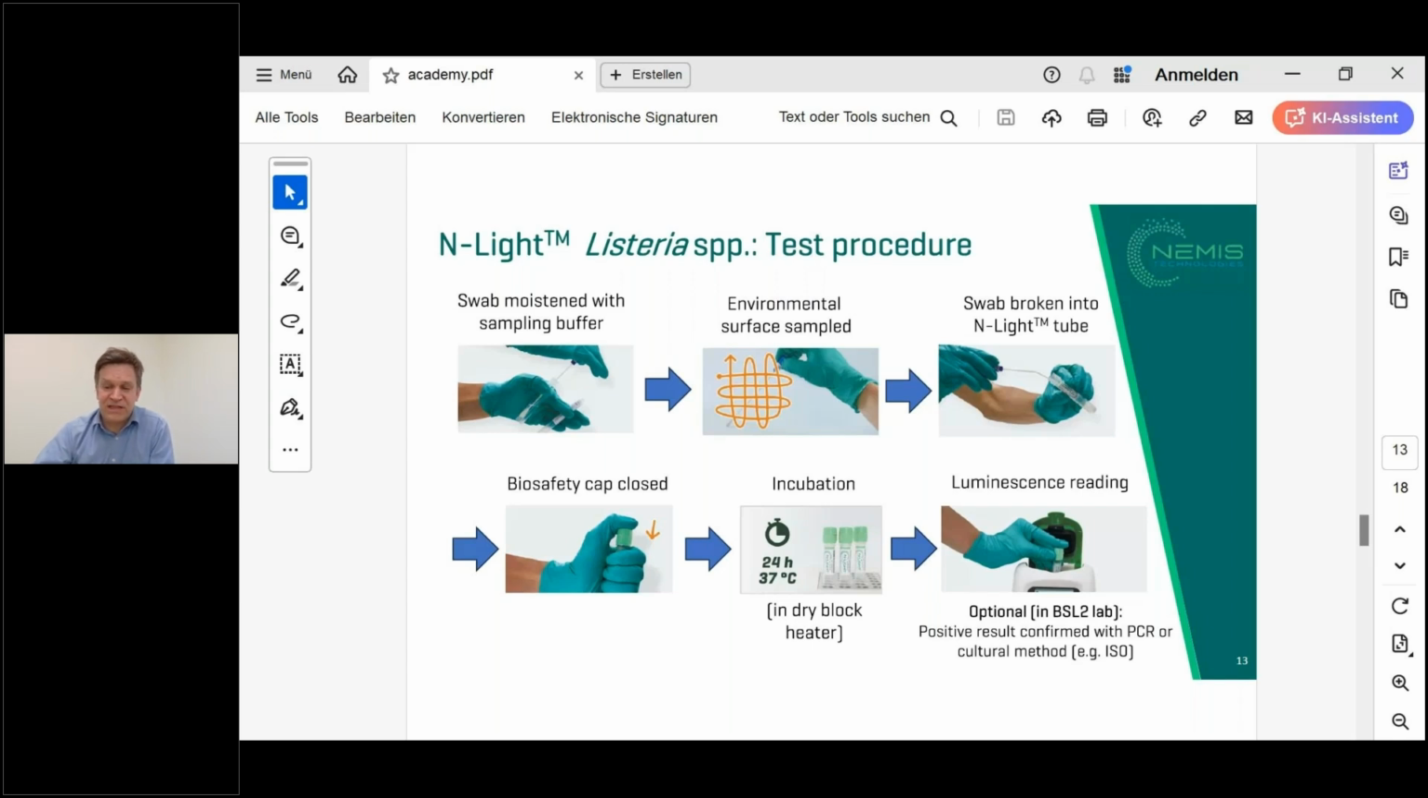followed by luminescence reading. Optionally, you can then send the tube, which is closed with the biosafety cap, to a biosafety level 2 lab and do a follow-up analysis, for example with the ISO method or with PCR, to see if you really have Listeria spp or even L. mono.